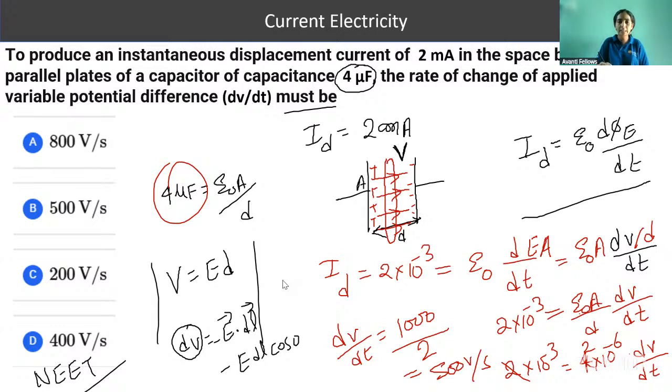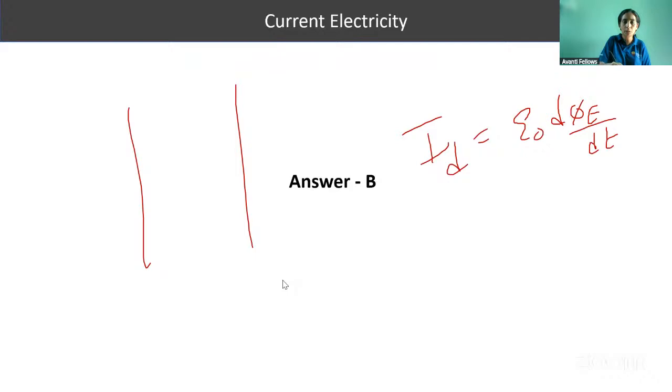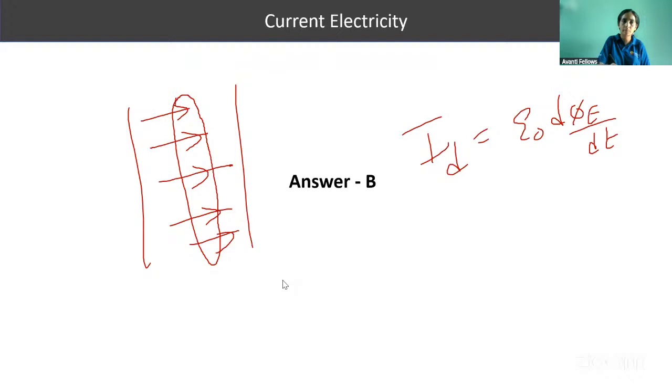So in displacement current, always remember displacement current is written as epsilon naught d phi e by dt. Okay, let me tell you once more. What will phi e be? Flux in this region of the plate. So if you take any segment like this, then flux through it will be equal to E into A.